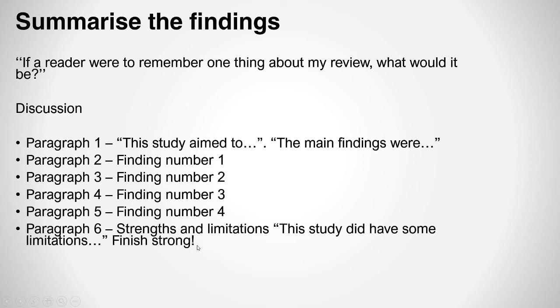Just before the end of the discussion, you'll have your strengths and limitations. Now, remember, because in English we read from top to bottom, put the limitations first, get the bad stuff out of the way. So something like, this study did have some limitations. They are blah, blah, blah, but finish strong. If you finish on the strengths, then that's one of the last things that the reader reads. Because after this, there's just the conclusion and then you're home free.